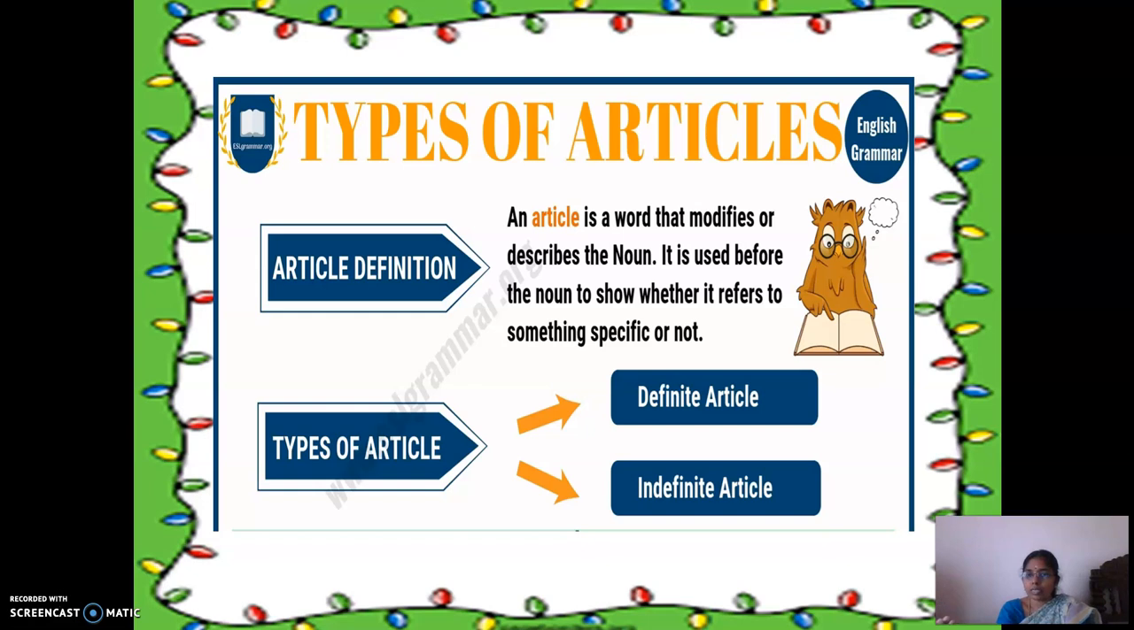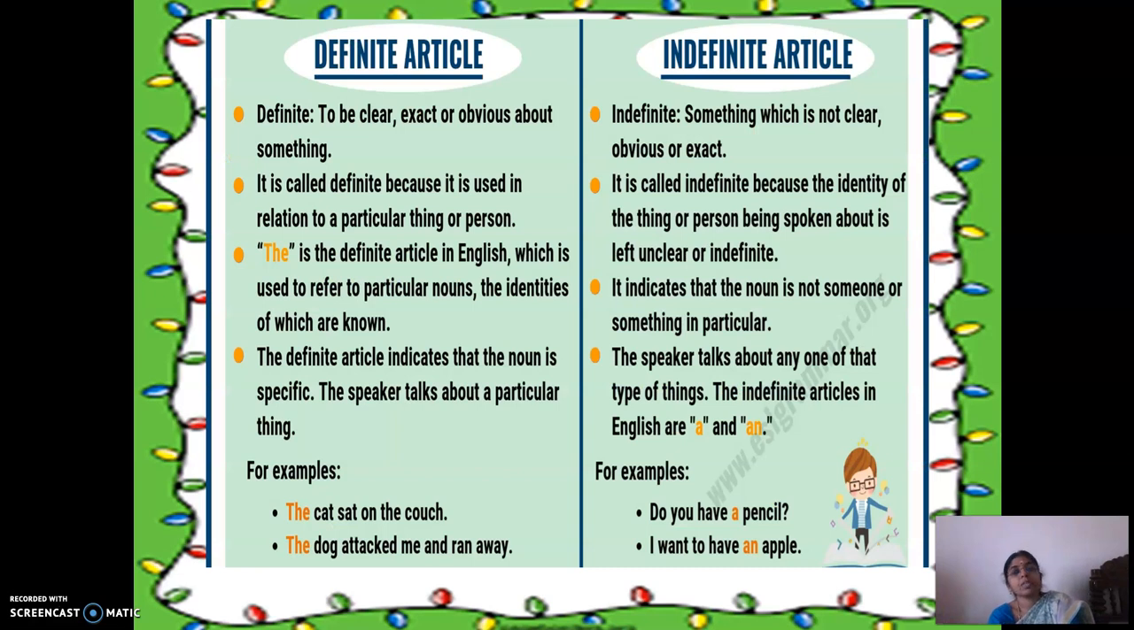So, articles are of 2 types, I said, definite article and indefinite article. Definite article, the word definite, that itself says it is clear, exact, obvious. All these 3 words are same meaning only. Okay, so exact, definite represent exact. And definite, to be clear, exact or obvious about something. It is called definite because it is used in relation to a particular thing or person. Right? The is the definite article in English.